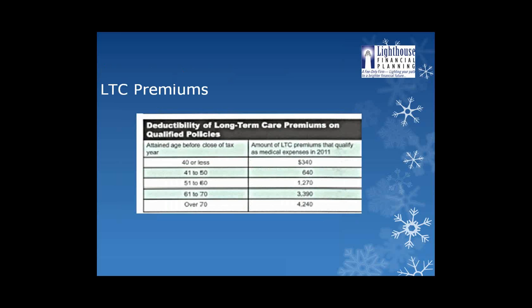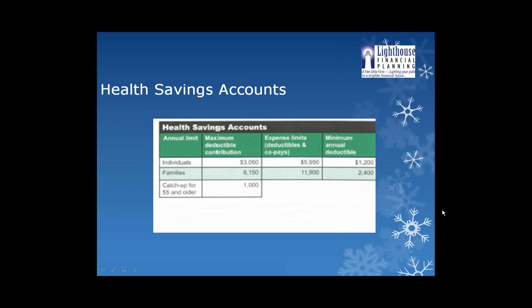Long-term care premiums: we talk a lot about the need for a long-term care plan, which sometimes can include insurance, and those premiums can be deductible. It's age related, and there's no income relation to whether they're deductible or not, but that's a piece of information. Health savings accounts are not income related.